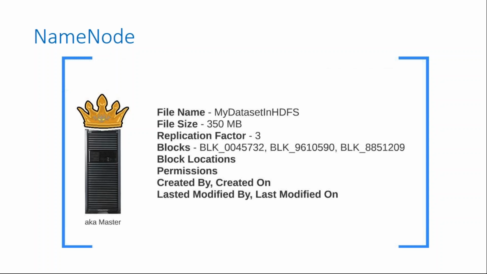Apart from the block numbers and their locations, it also holds the file name and the file size, exact block locations, permissions, created by, the created on timestamps, and if it is modified. So it holds everything. Data nodes just hold the data, and the name node holds all the metadata. The name node doesn't hold any data. So no data is copied to the name node.